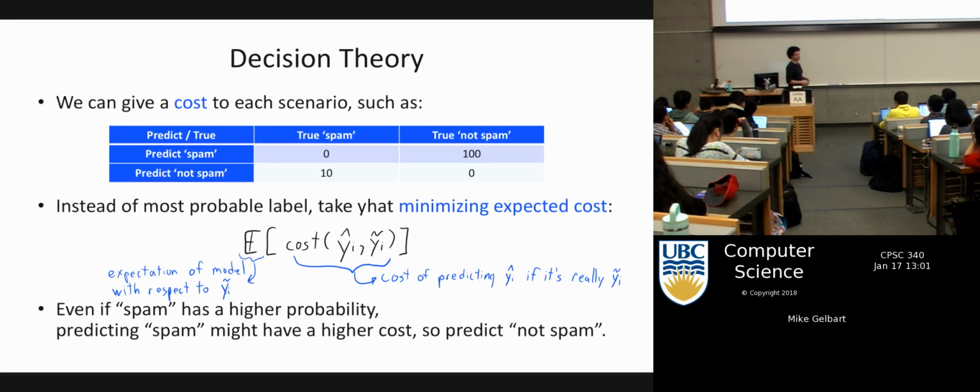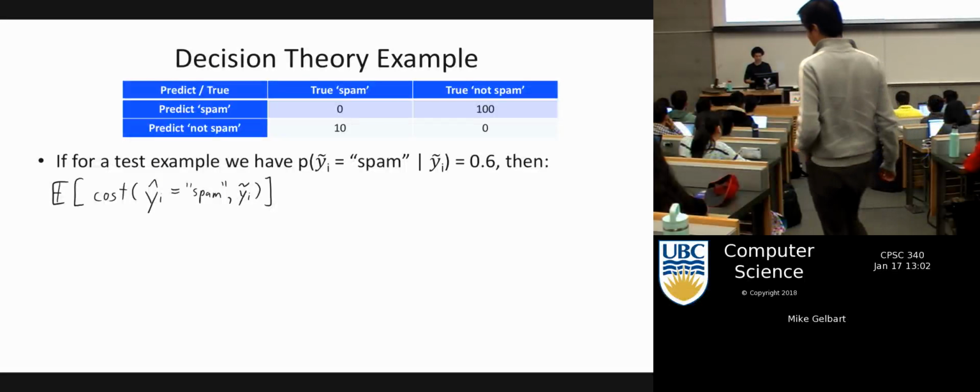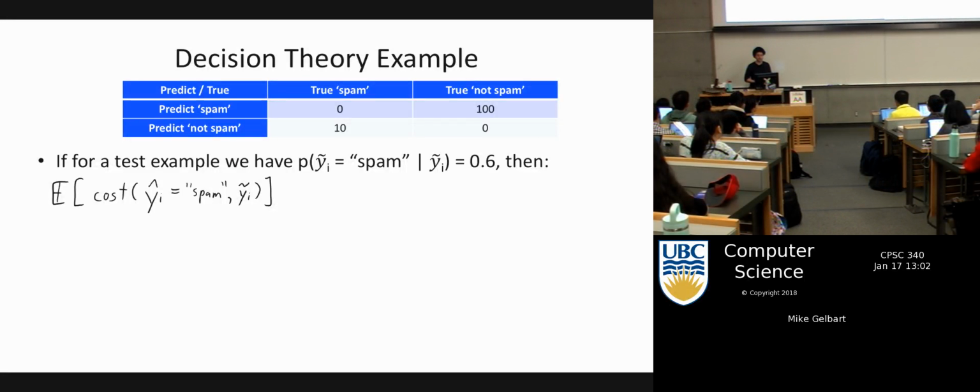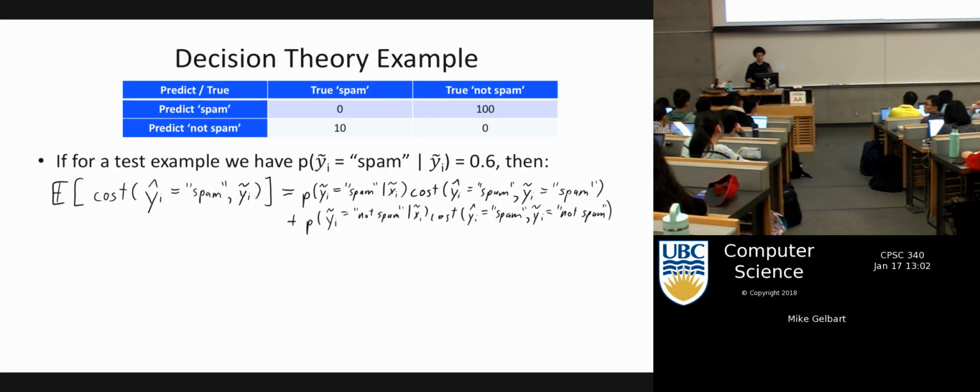And so by incorporating this information, we'll bias what we predict. So maybe we think the probability of spam is higher, but we may still classify it as not spam just because the expected cost will be lower in that scenario. So for example, we want to compute the expected cost.